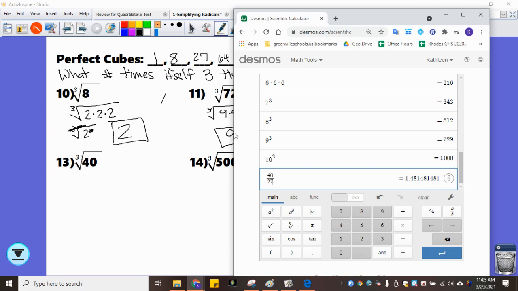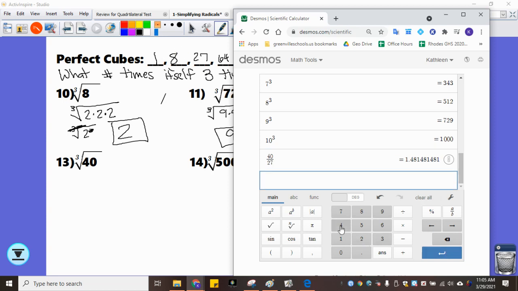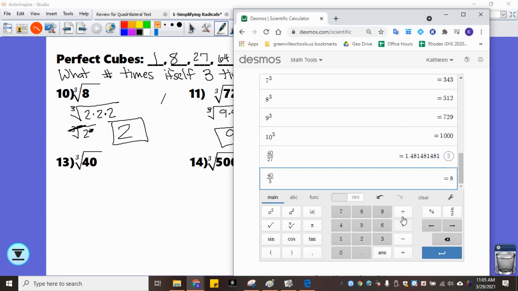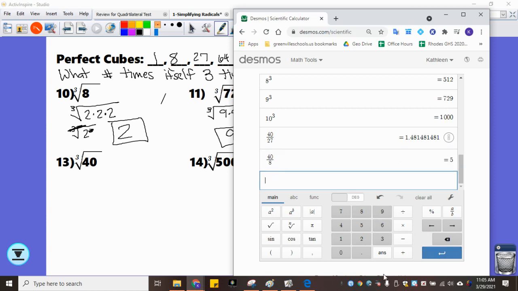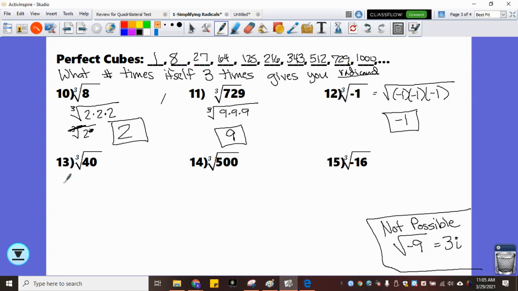So then our next one we try is 8, like you said, Kennedy. And 8 goes into it 5 times. And you get 5. So we know the cube root of 40 can be written as the cube root of 8 times 5, because 8 times 5 is 40. And we know the cube root of 8 is 2. So the answer is 2 cube root 5.